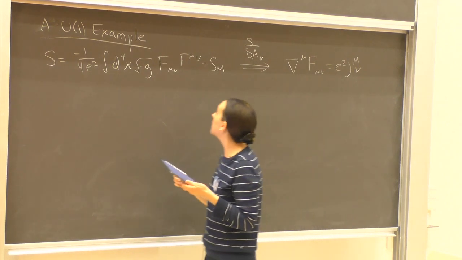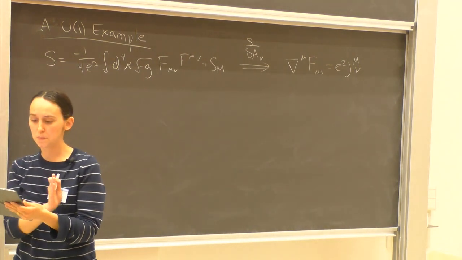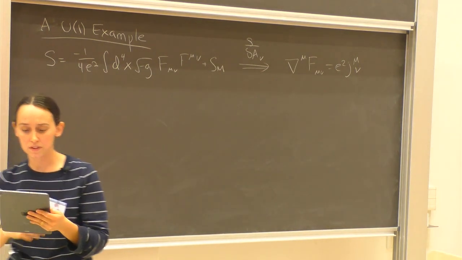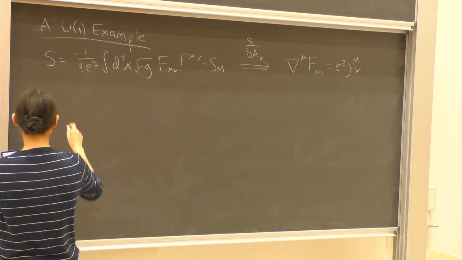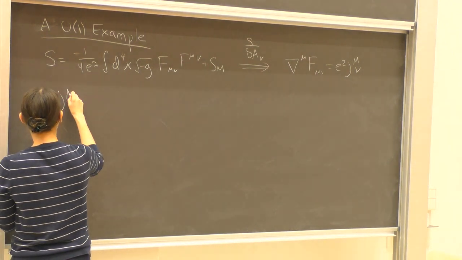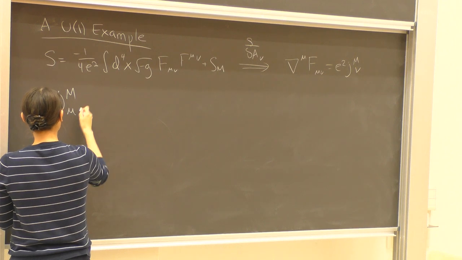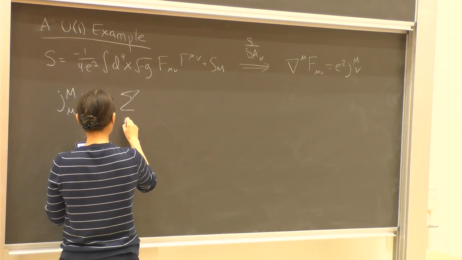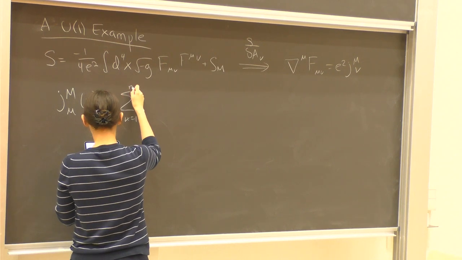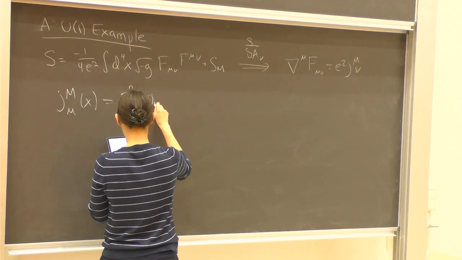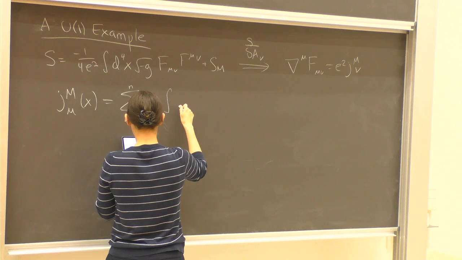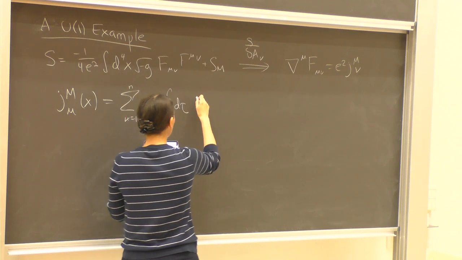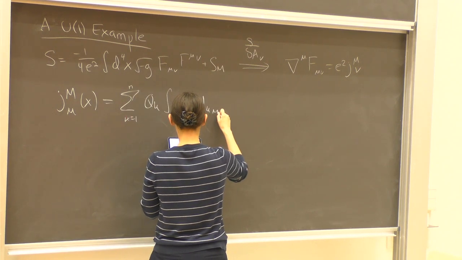And so, in particular, say I'm interested in a superposition of a bunch of charges moving with different velocities, then I can write this matter source as taking the form as follows. This is a function of space-time. I have some sum over charges k from 1 to n of q_k, integral theta of u_k mu.